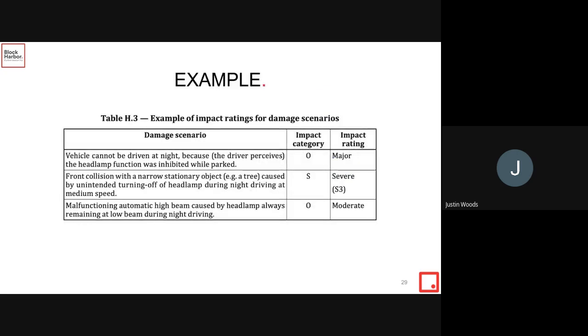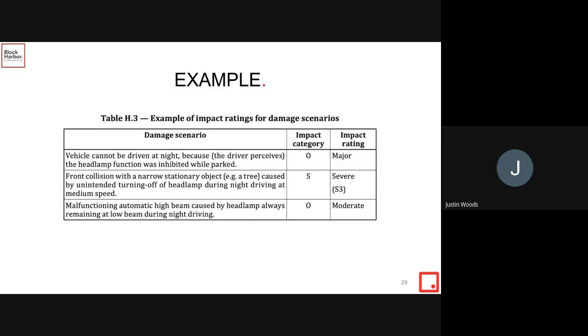So an example here, we have a damage scenario of vehicle cannot be driven at night because the driver perceives the headlamp function was inhibited while parked. So they're unable to move, or they don't want to because they can't turn their headlights on pretty much. And that is going to be at least an impact on the operationality of the vehicle because they can't turn their lights on, right? So this is going to have a major rating.